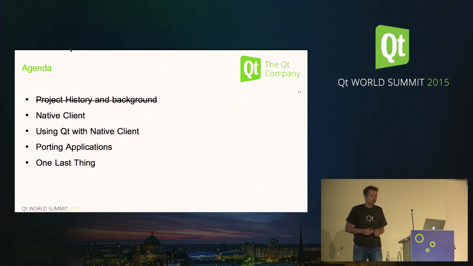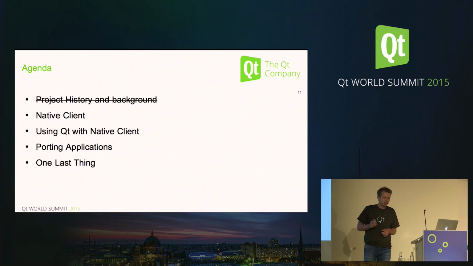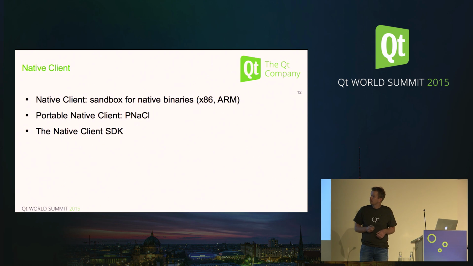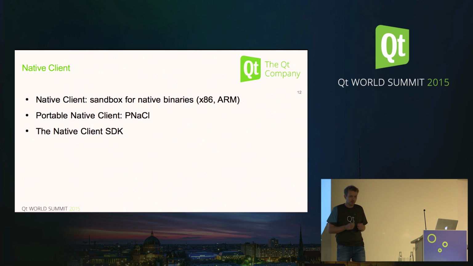OK, so that was the intro. Now I'll spend a few minutes talking about native client itself, the technology from Google. I'll try to keep it brief and just go over the main points. So native client is a sandbox for native binaries. The binaries that it runs are x86 and ARM binaries. They are not just any x86 and ARM binaries. They are compiled with a special compiler that is a part of the SDK.